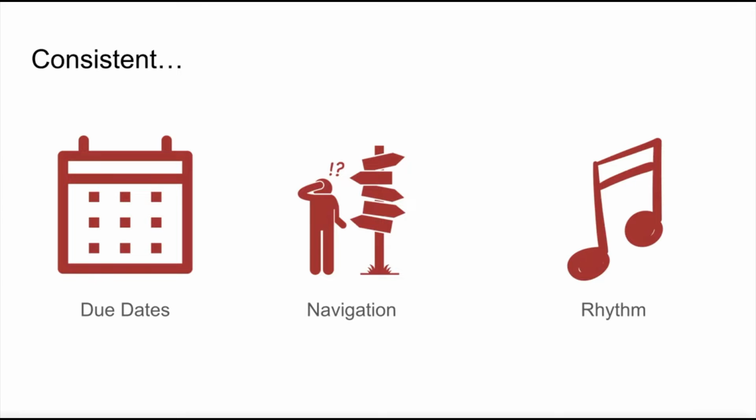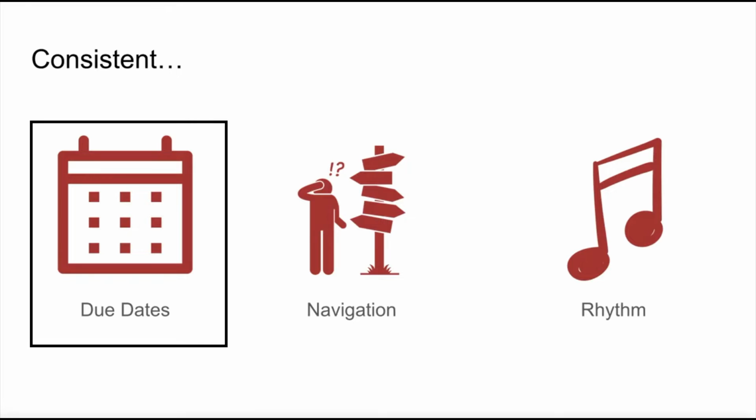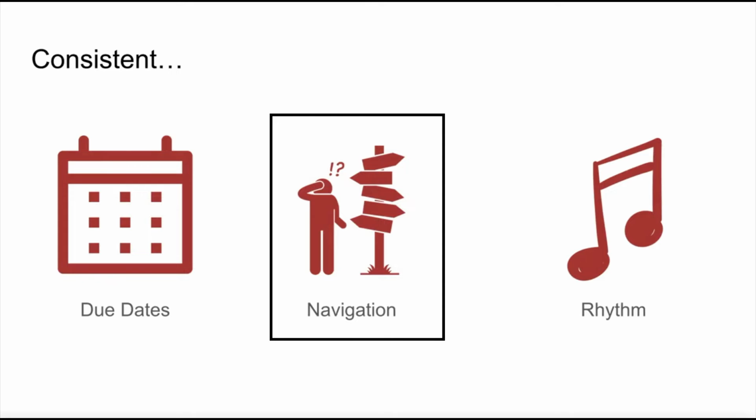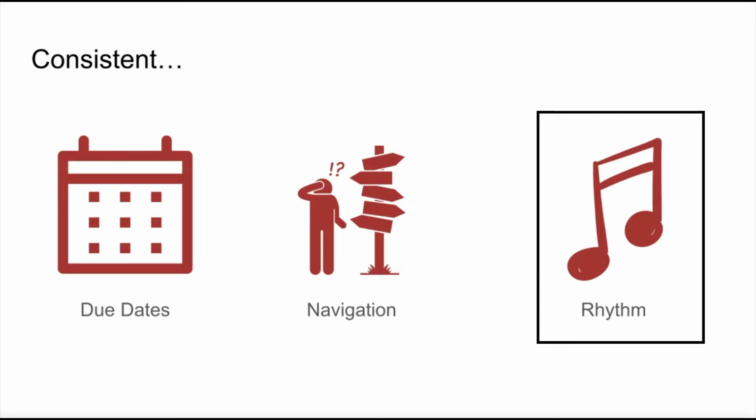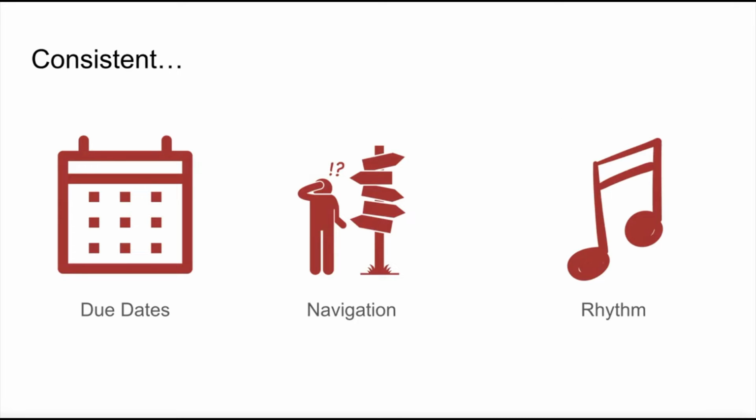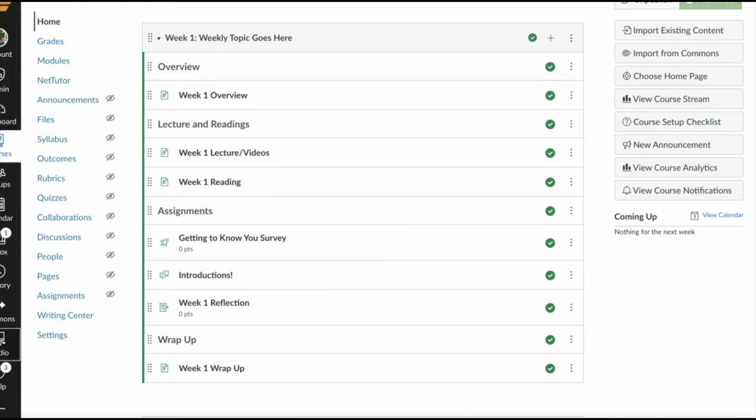So 3 big things that we can keep consistent on are due dates, making sure that we have due dates set at the same time every week so students really know what to expect. They can plan for it. We can also keep it consistent in terms of navigation, using those modules so students know exactly where they can find all the assignments and quizzes and information that they need each week. And also we can think about keeping a consistent rhythm. So let's take a look and see what this looks like in an actual Canvas course.